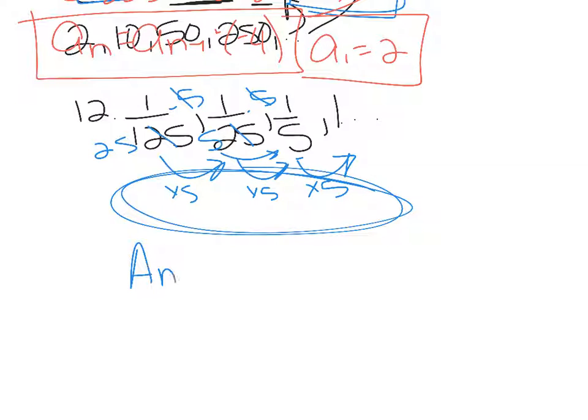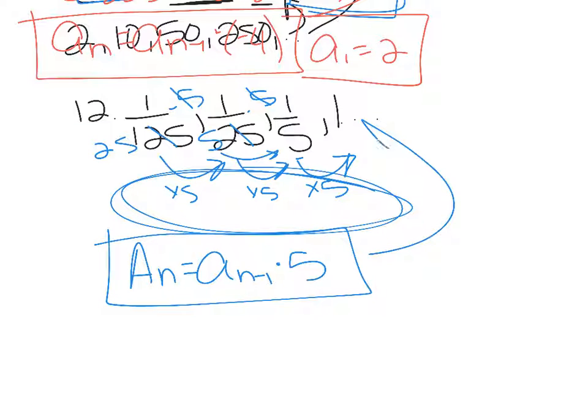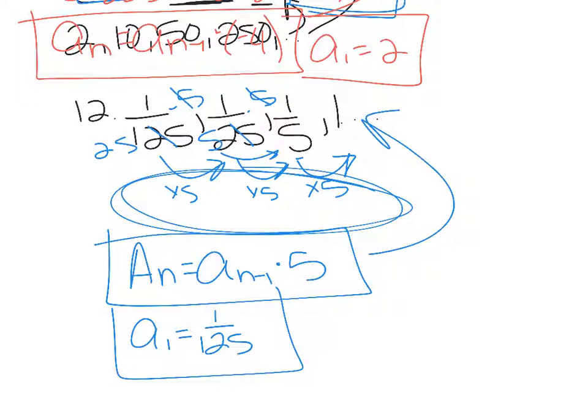So if I want to find the value of any term in the sequence, a sub n, we are going to have to find the value of the term right before the one I'm looking for, and we're going to multiply by 5. But then remember, if you want to get that sequence back, you have to start at 1 over 125. Have to have both.